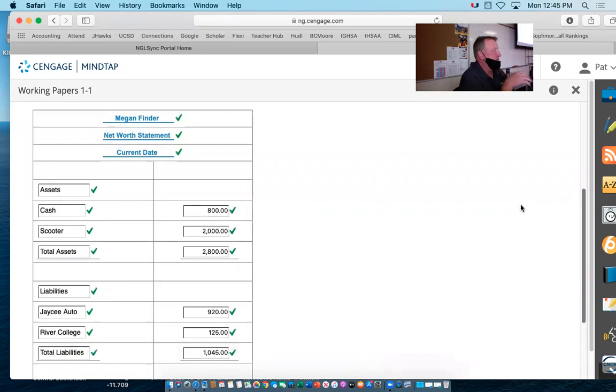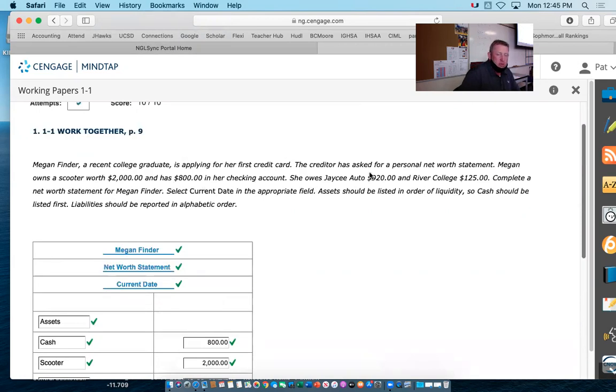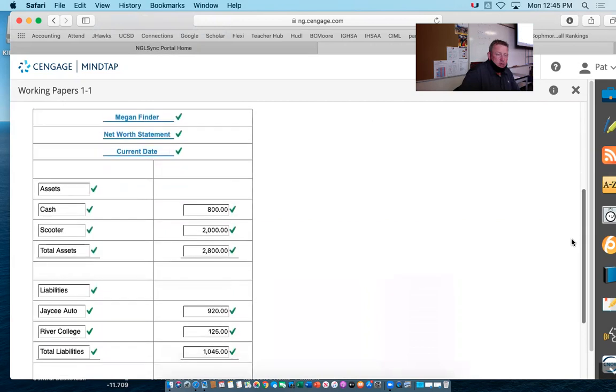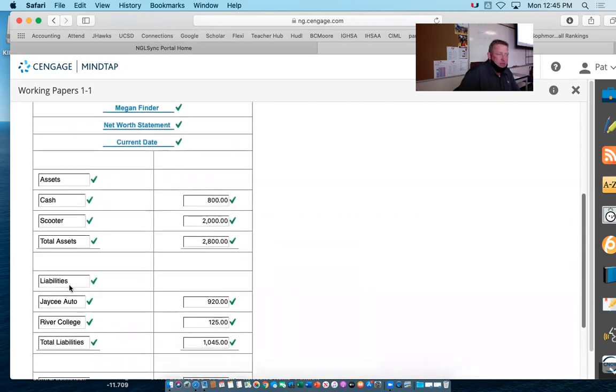So that's the asset section. Total assets, 2,800. Then you go to liabilities, and you have JC Auto and River College as its two liabilities. They mention those, as you remember, up in their instructions. So then you go back down and you fill that out. You get a liability section. We're putting JC Auto, and then you're going to have River College for 125 for a total of $1,045.